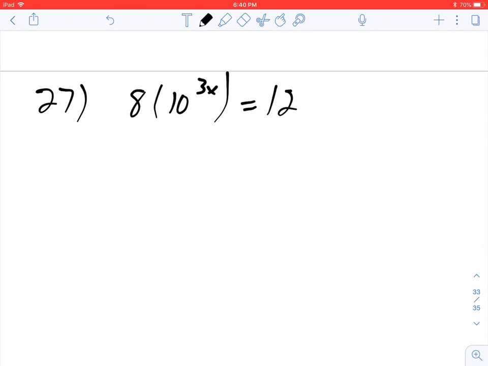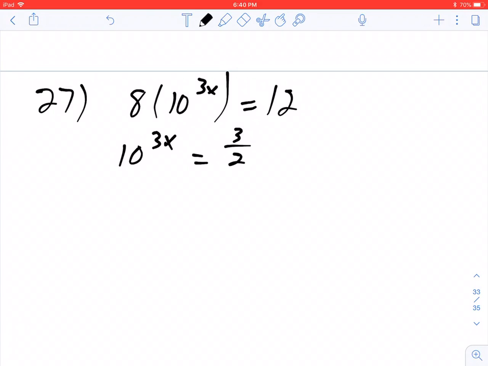First thing we're going to do, divide by 8. So we're going to get 10 to the 3x equals 12 over 8. Those are both divisible by 4, so it's going to become 3 over 2. So we'll leave it like that. Now, we have a variable in the exponent position, so you can do one of two things. Just like I did in the last problem, I'm only going to use the first step just because, actually that's not true. I'll show you both ways.